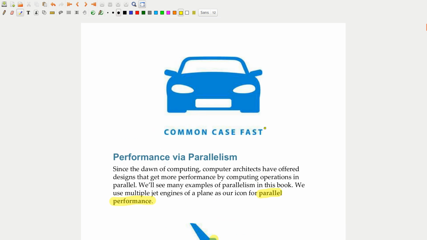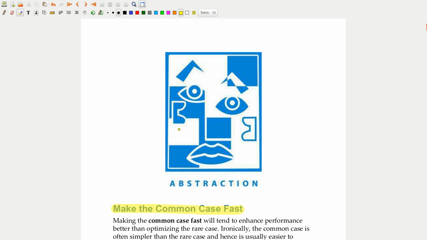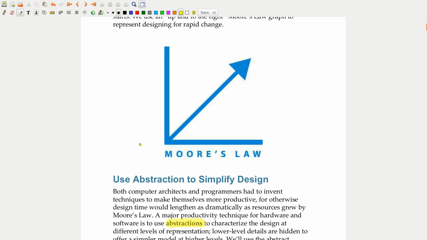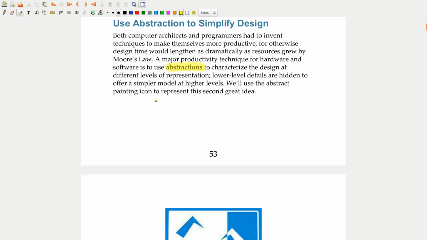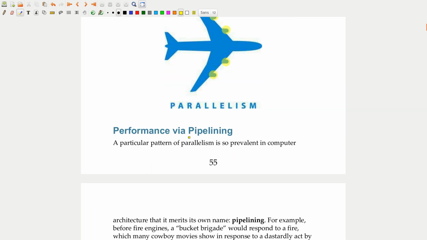This makes sense, making the common case fast. You've got a speedy race car. This makes sense. It's abstract art, abstraction. Moore's law, it's doubling, so you've got a linear graph. Okay, we're going to move on from this. That's slightly frustrating. That's okay. I bet all the other ones make sense except for parallelism. Okay. So, performance via pipelining.